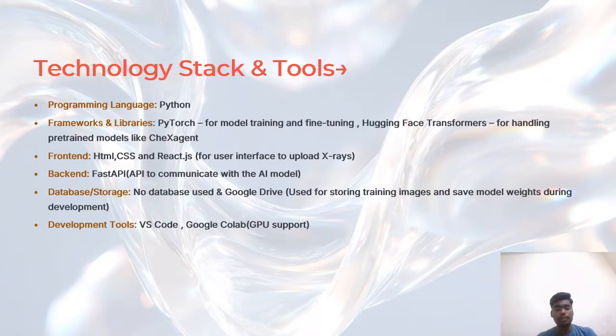Now let's look at the technology stack and tools. We use the Python programming language. It is used to build and train the model. For frameworks and libraries, we use PyTorch for model training and fine-tuning, and we use Hugging Face for loading pre-trained models like TextAgent. For the frontend, we use HTML, CSS, and React.js. It is used for the web interface to upload X-rays. For the backend, we use FastAPI. It handles communication between the user interface and the AI model.